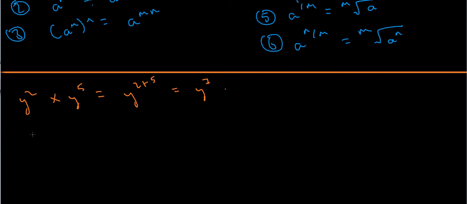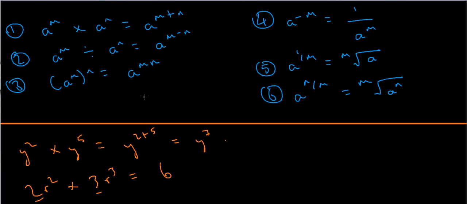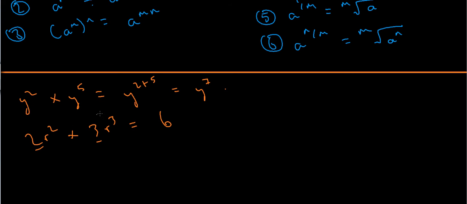Let's try another. Let's try 2r squared times 3r cubed. So in this case, what we do is we multiply the r terms and we multiply the numbers together. So if we deal with the numbers first, we've got 2 times 3, so 2 times 3 is 6. And then we can simply apply rule number 1 up here. A to the m times a to the n is a to the m plus n. We add the powers together, because we've got a multiplication sign. So this is r to the 2 plus 3, which is 6r to the 5, just as we did in the first example.